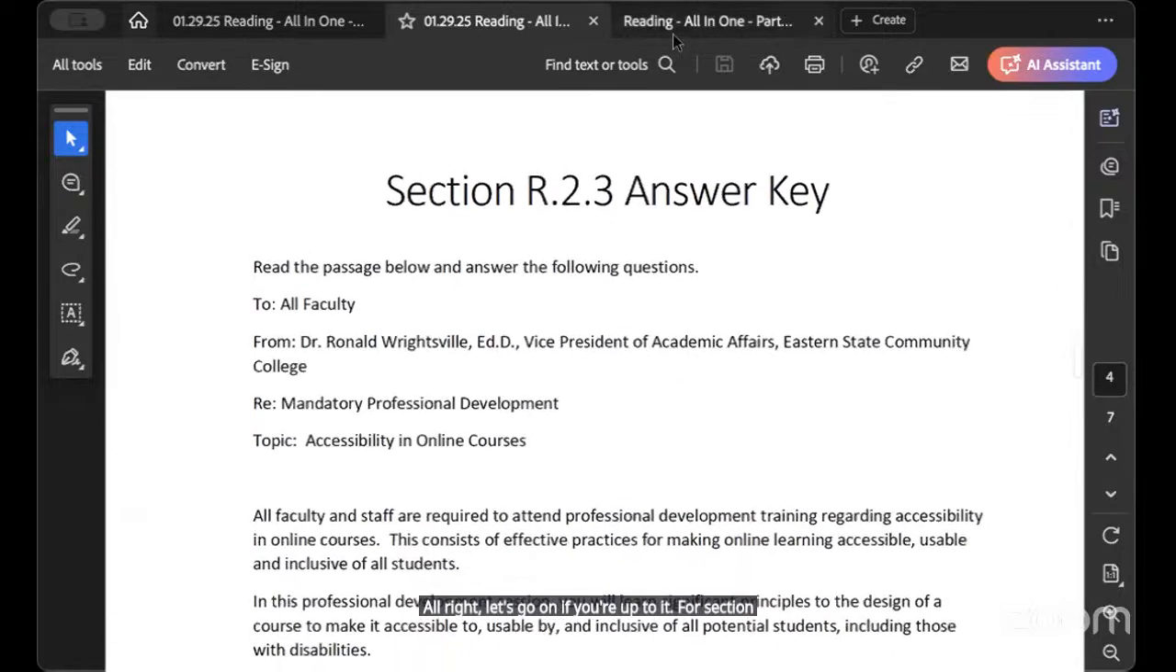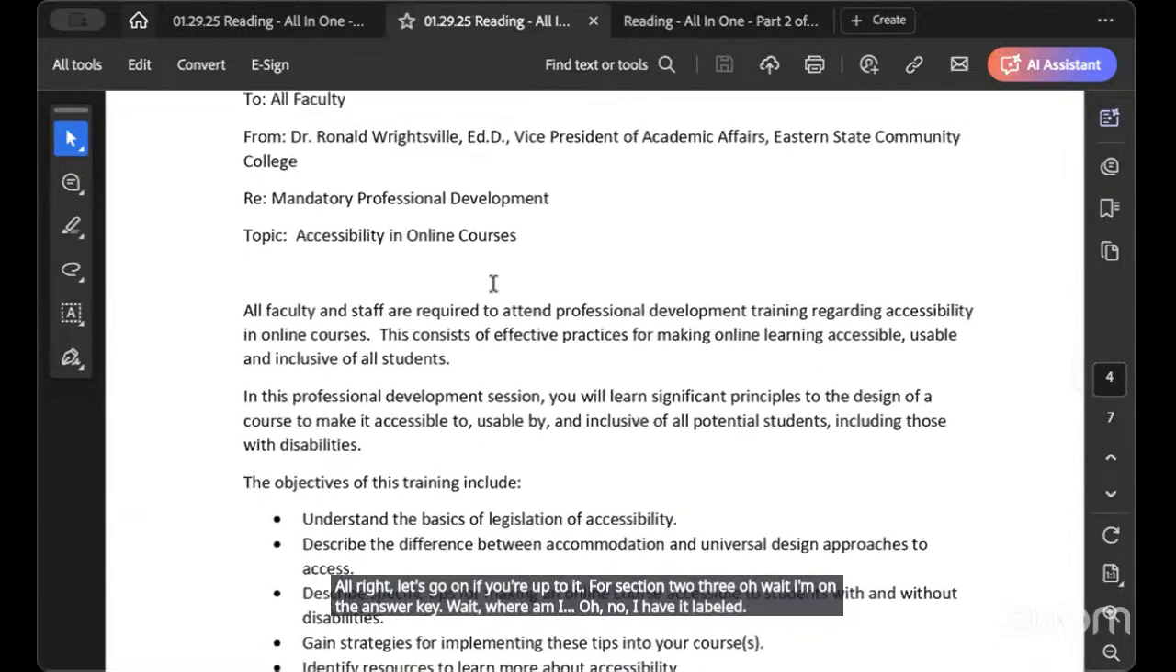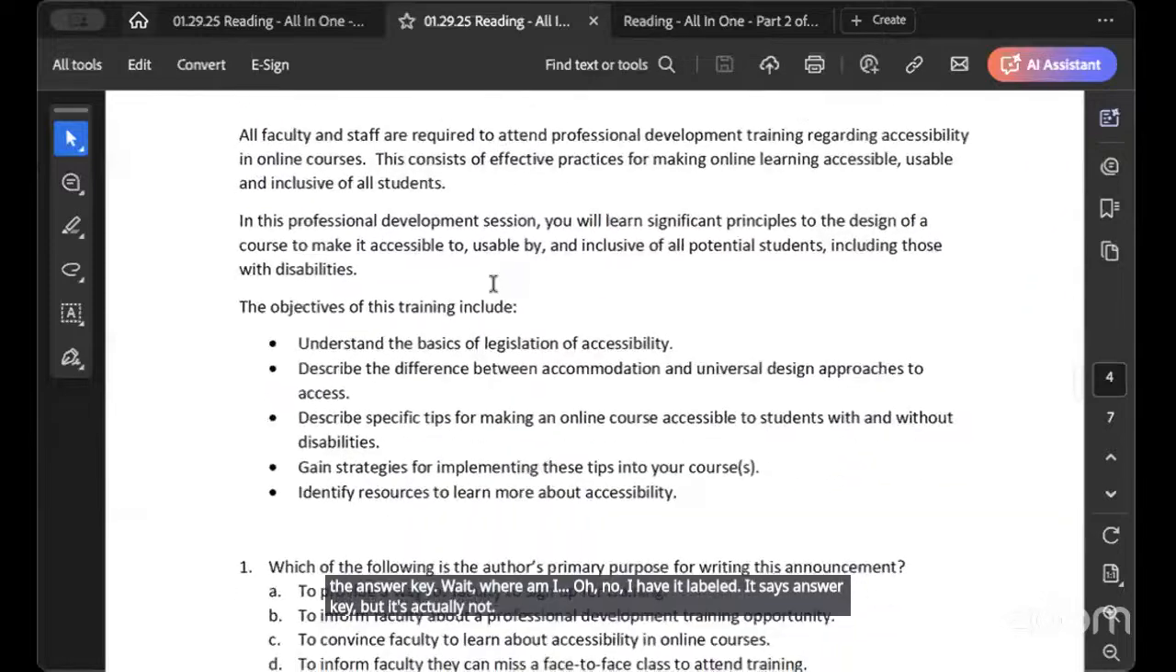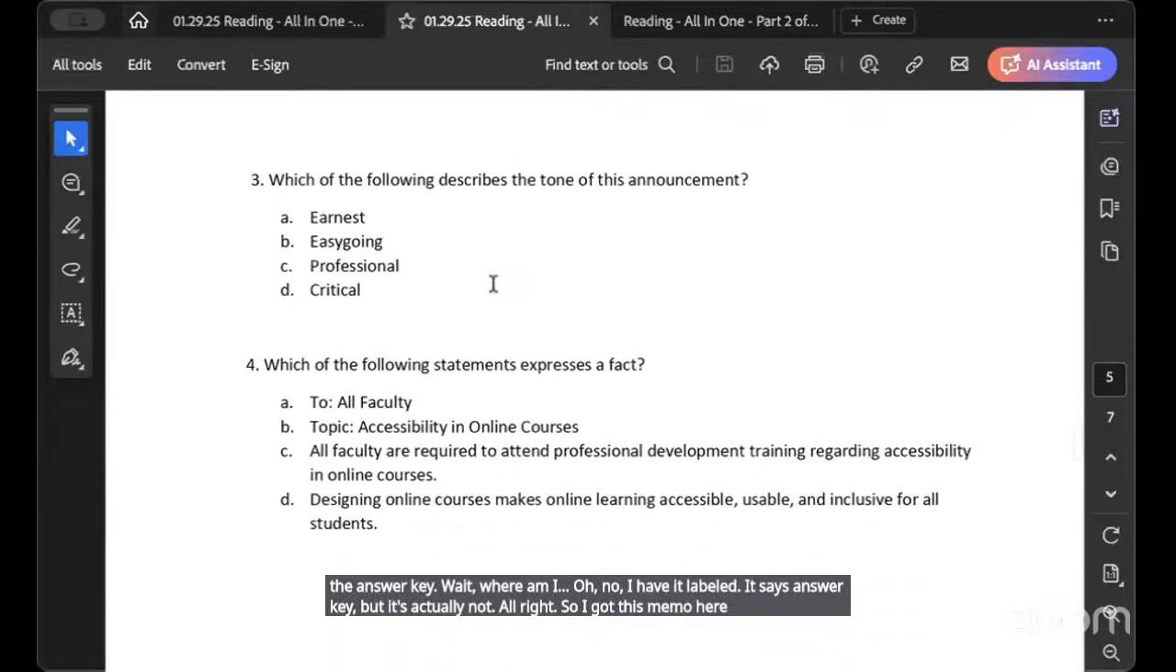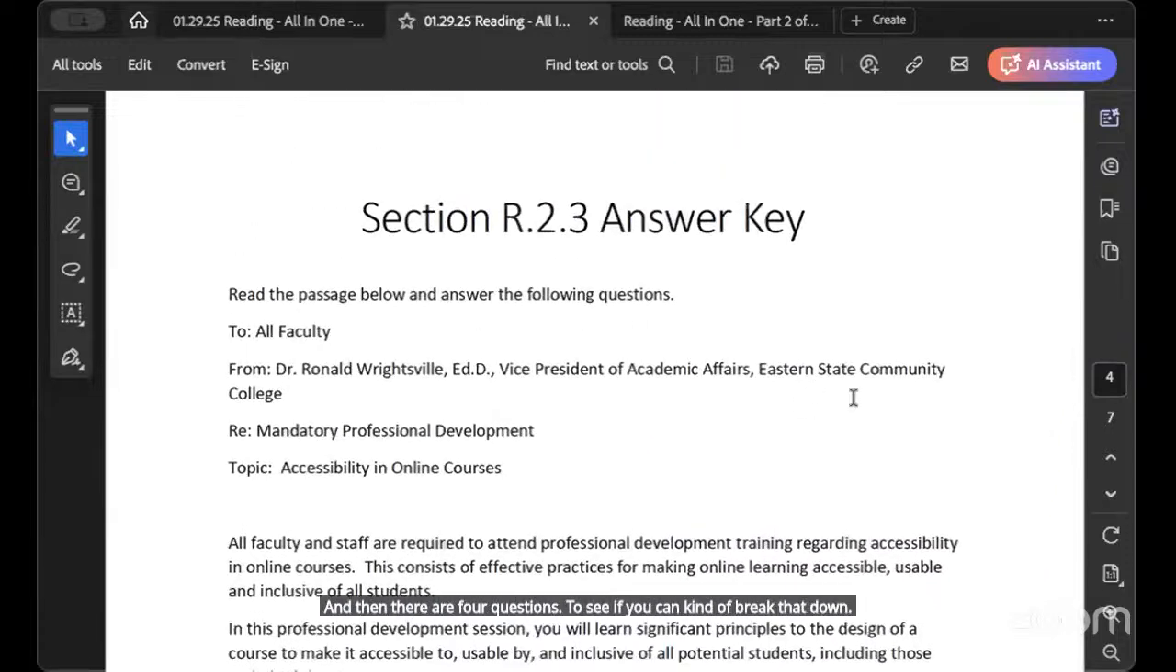Oh, wait, I'm on the answer key. Wait, where'd my... Oh, no, I have it labeled. It says answer key, but it's actually not. All right, so I got this memo here, and then there are 4 questions to see if you can break that down. Okay? So I'm only going to put 2.5 minutes and just see how y'all do with that. Okay? All right, ready, set, go.